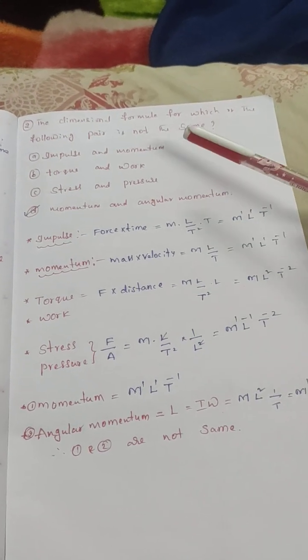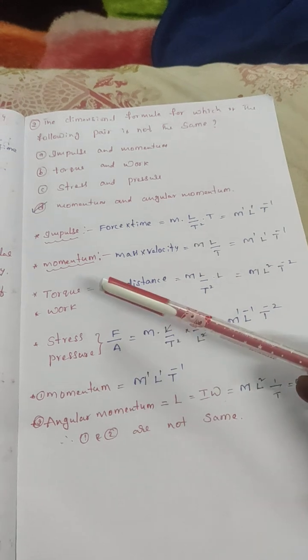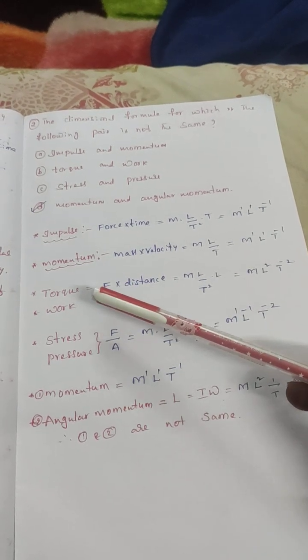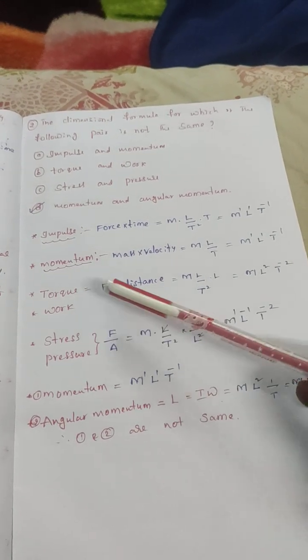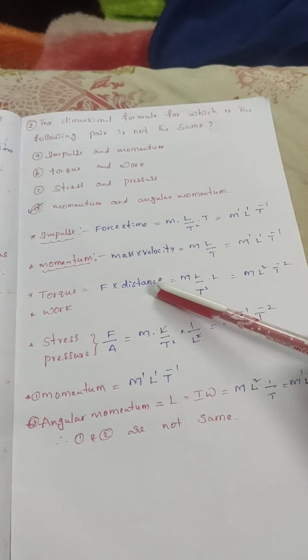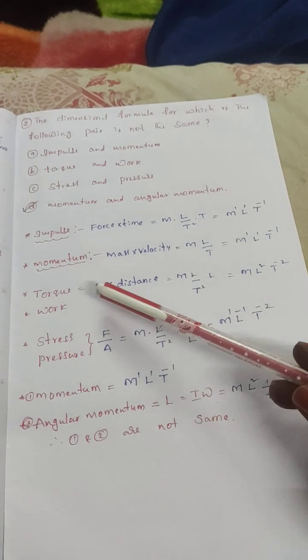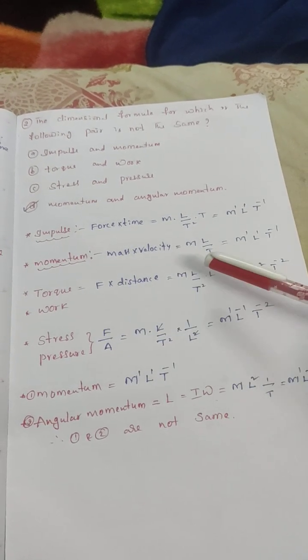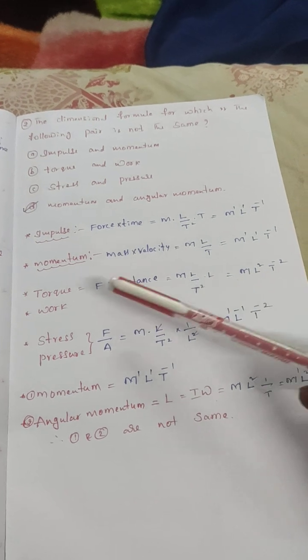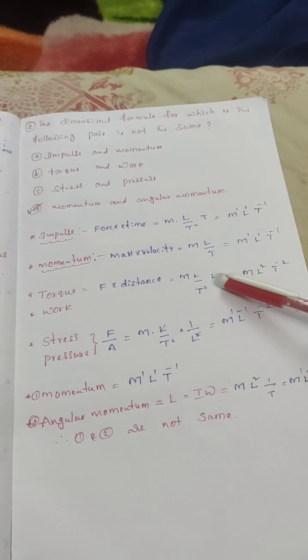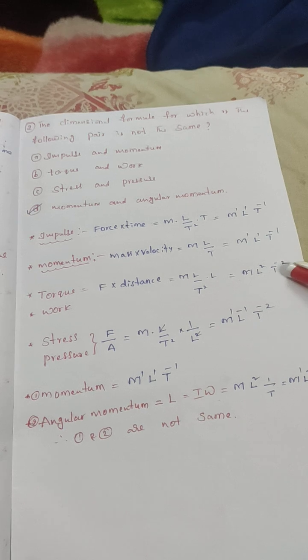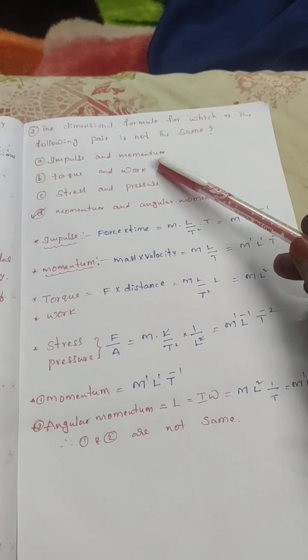But we want the pair which is not the same. Next, torque and work. Torque is force into displacement. Work is also force into displacement. That's why both are the same. Force is m into L by T square, F is m into a into distance: M power 1, L square, T power minus 2. Second option is also not correct.